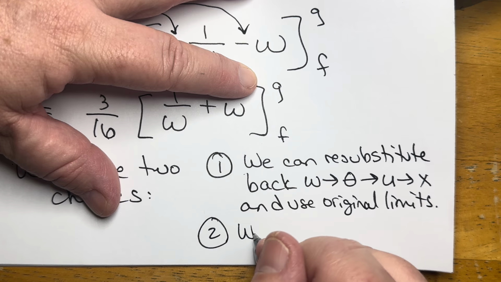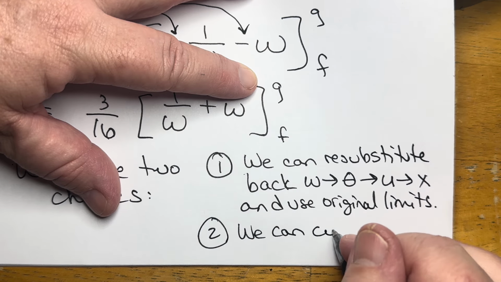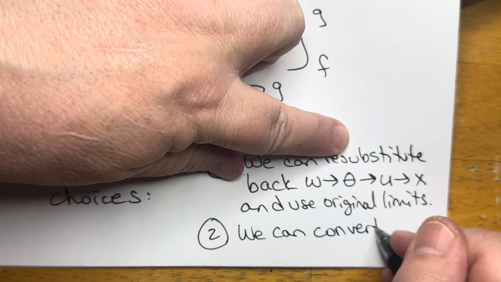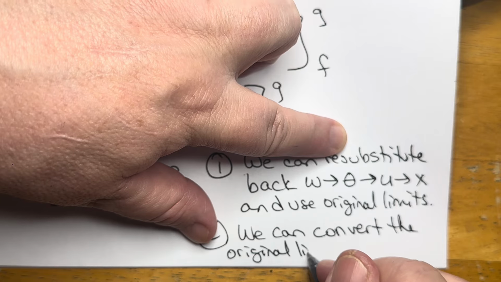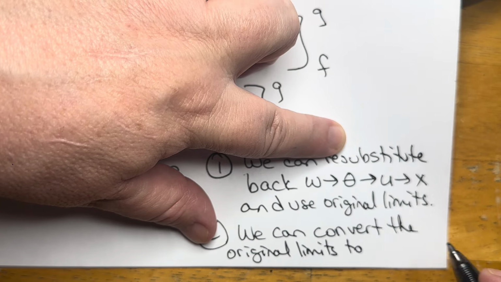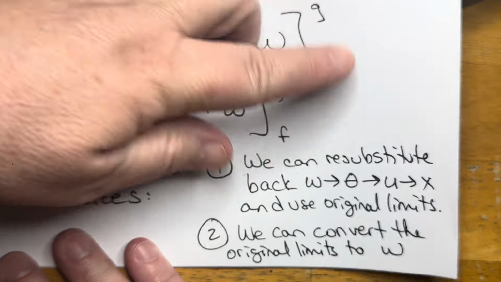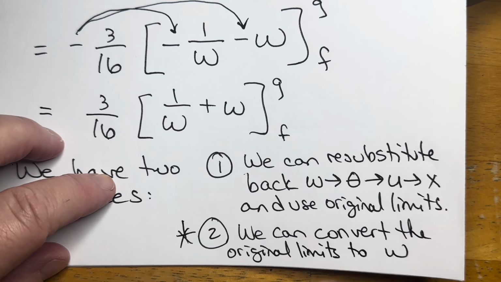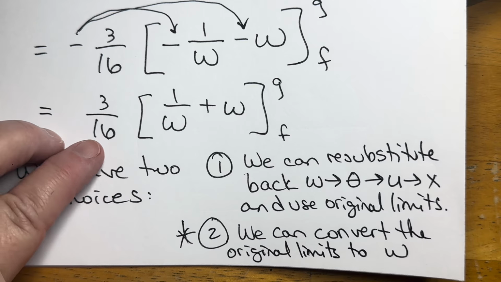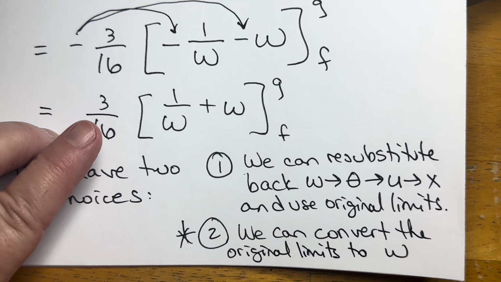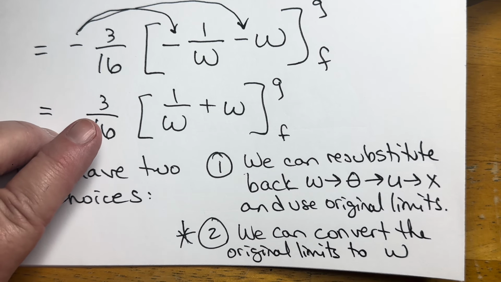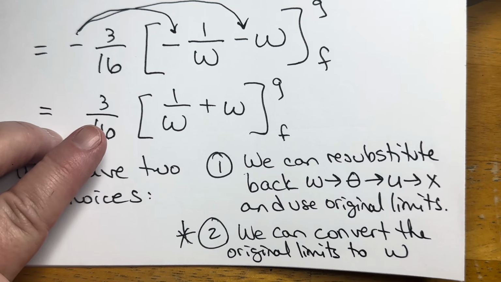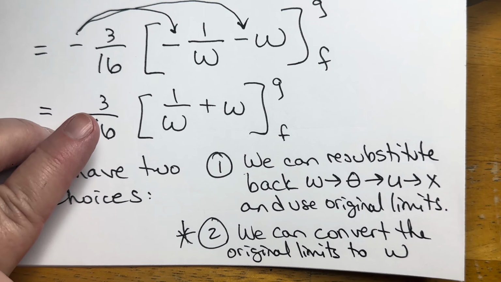Two, we can convert the original limits to w. And that's the way I want to do it. I'm going to go ahead and bring the units forward. Now, it really depends on the situation. Sometimes you might choose to actually go back to the original x. I'm not going to worry about that. Now, if you had all the way along converted every time you had a new set of limits, you'd be done. You wouldn't have to do that.